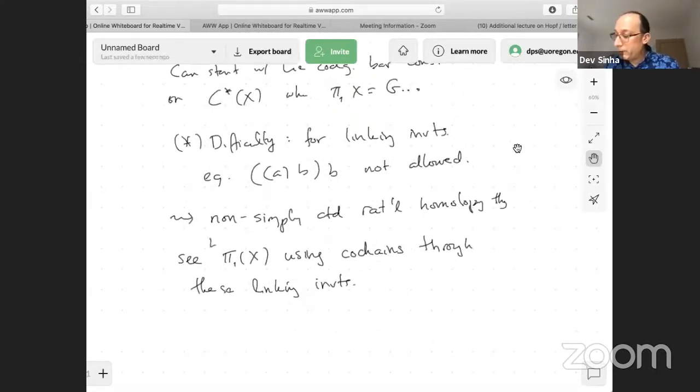Well, first of all, we're giving up a bit, and we're only saying we're going to understand the lower central series Lie algebra, which is all you'd expect in the Quillen-Sullivan setting. That's all we're going to see, and we're going to see it through these linking invariants. So that's the idea.